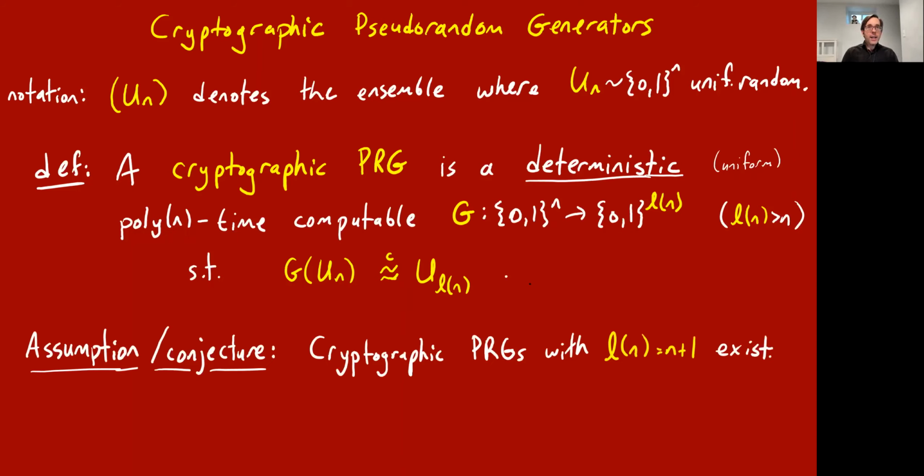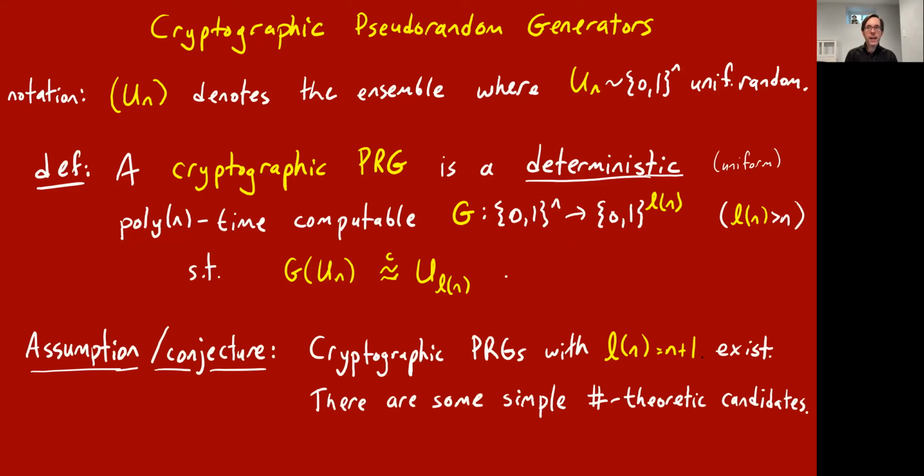And it's a basic assumption, or conjecture, in cryptography that cryptographic PRGs exist. In particular, ones exist where the length is just n plus 1. So they just add 1 bit. This is a basic assumption that they exist.